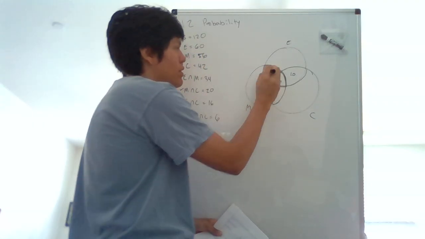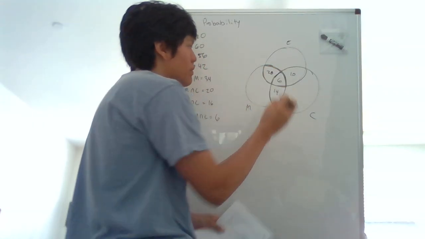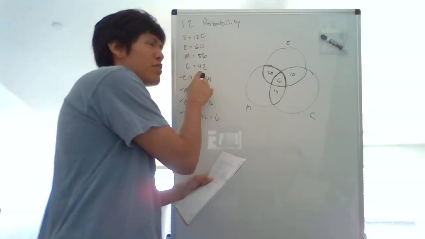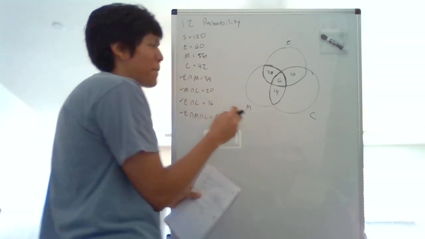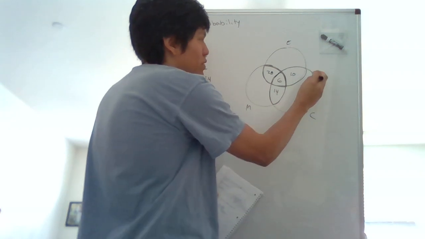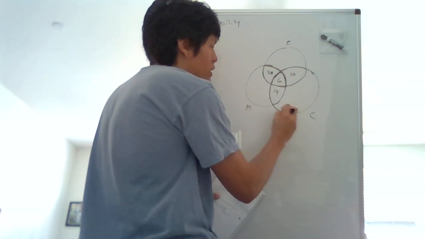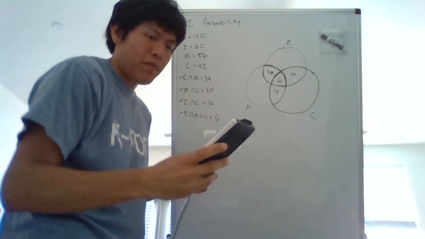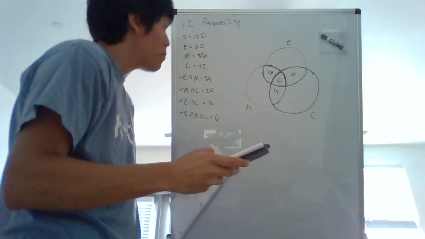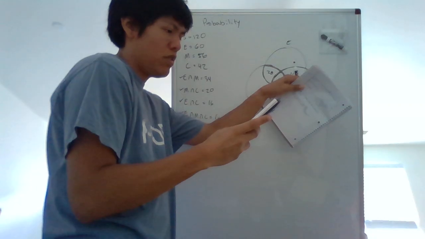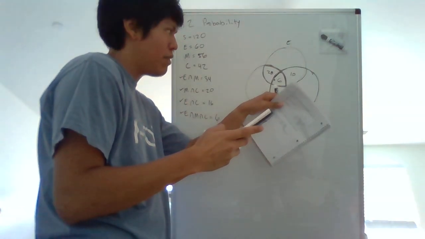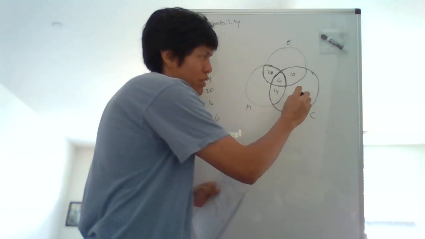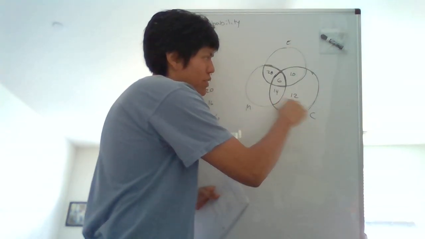So 34 minus 6 is 28. 28 goes there. Now, 42 students took at least chemistry. So we look at the chemistry circle of our Venn diagram right here, and we do 42 minus 10 minus 6 minus 14. So this remaining section of our chemistry circle is 12.